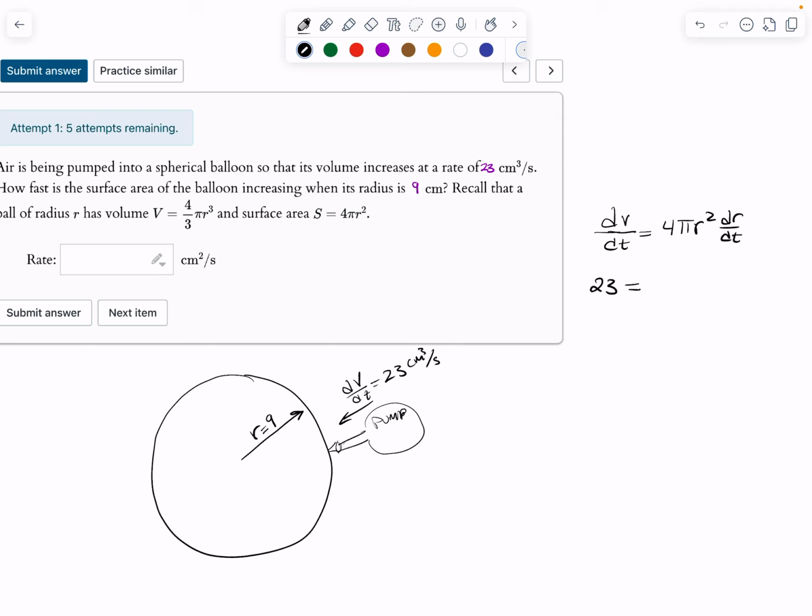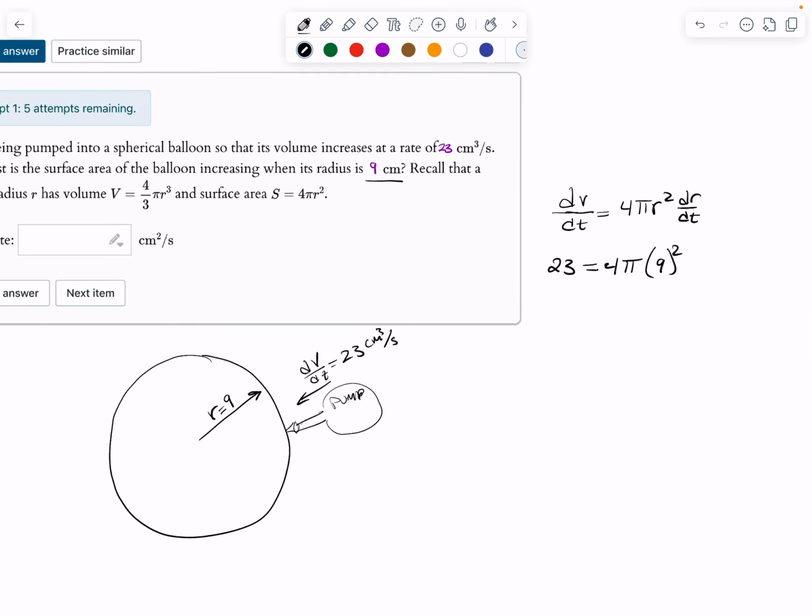So 23 is equal to 4 pi times 9 squared, because my radius is 9 at this moment in time, dr over dt. And I guess this is going to be something really ugly. All right, well, I did this to myself, I guess. So 23, 4 times 81 is 324. Okay, and there's a pi down there. So that's dr over dt.